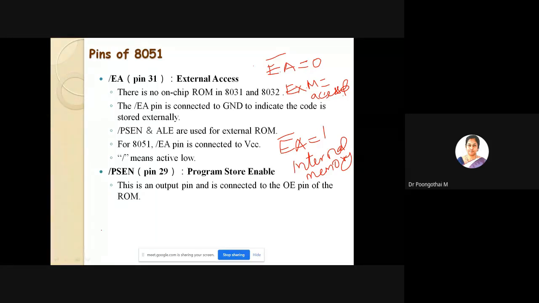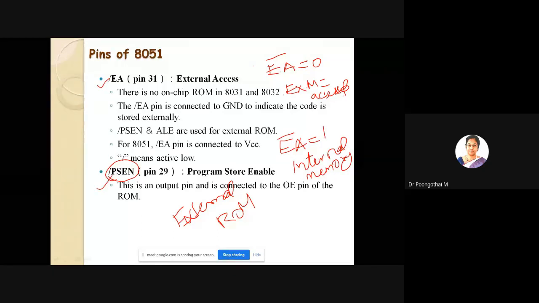And the next one is program store enable. This program store enable is also an active low pin. It is used to activate the enable signal of your external ROM. This signal acts as a read signal to the external program memory. So these two pins are related to your program memory. EA is for accessing your internal and external memory, and this one is for the read operation.